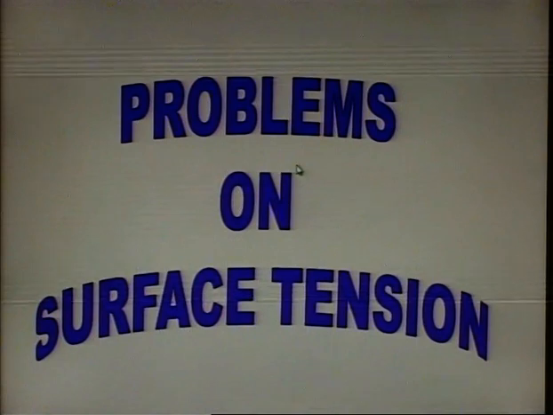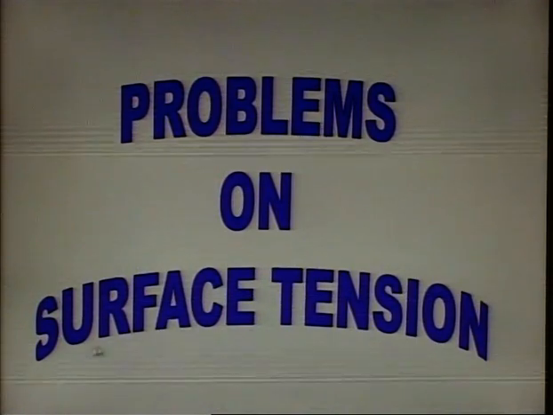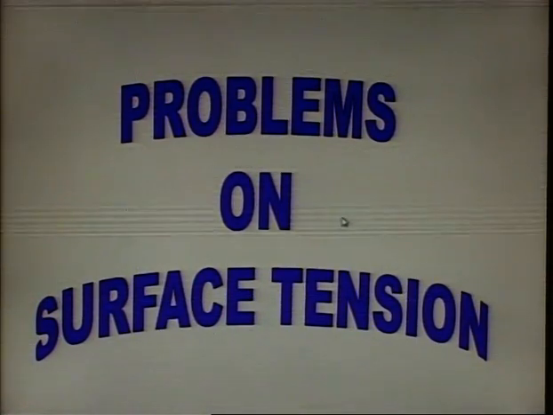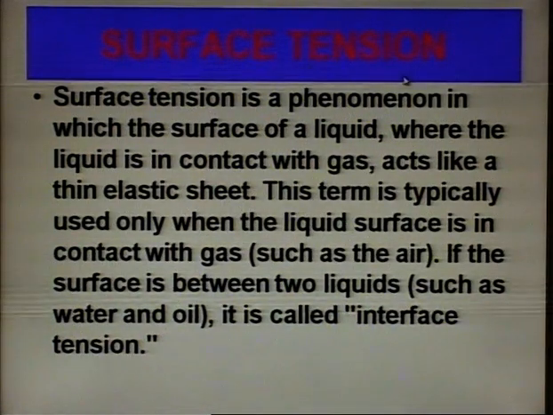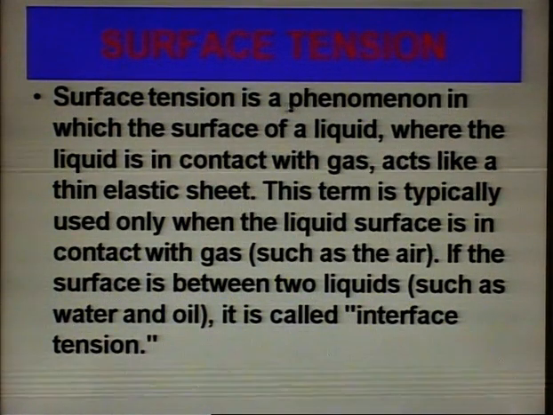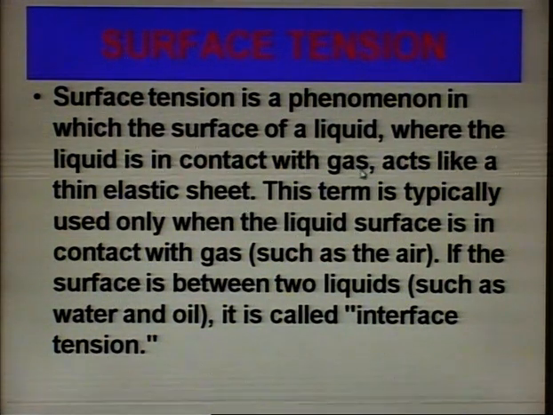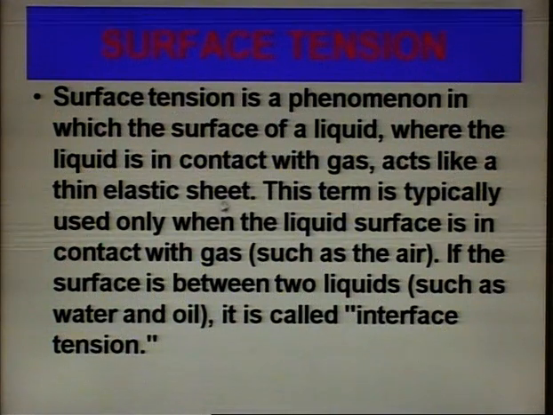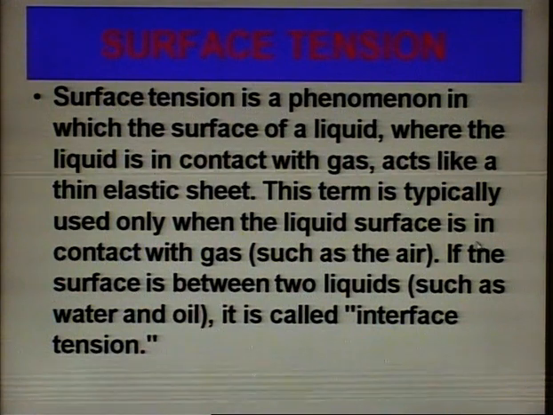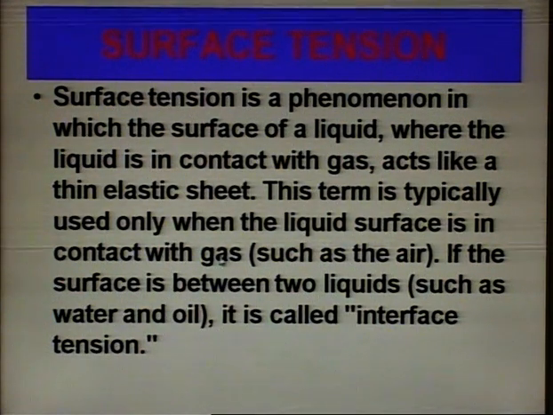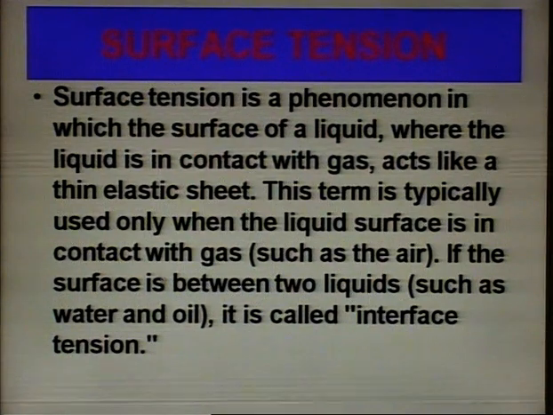Now next we are going to solve a few problems on surface tension. So let's quickly define what surface tension is. Surface tension is a phenomenon in which the surface of a liquid, where the liquid is in contact with gas, acts like a thin elastic sheet. This term is typically used only when the liquid surface is in contact with gas. If the surface is between two liquids, it is called an interface.